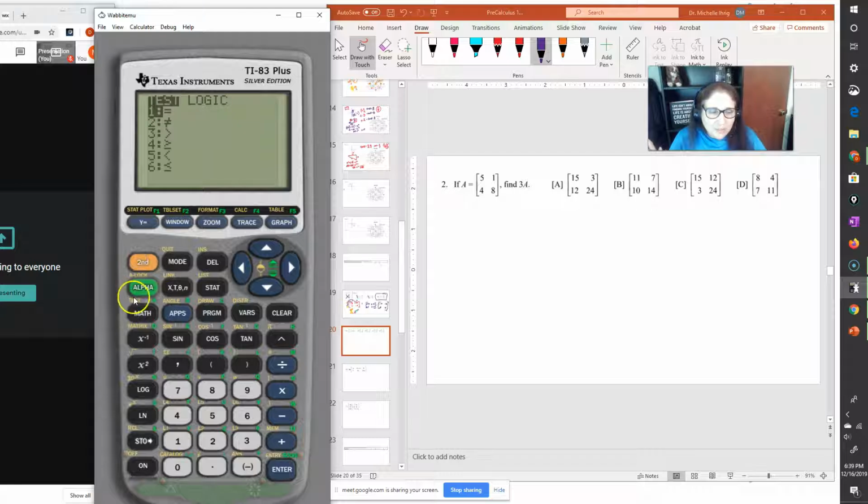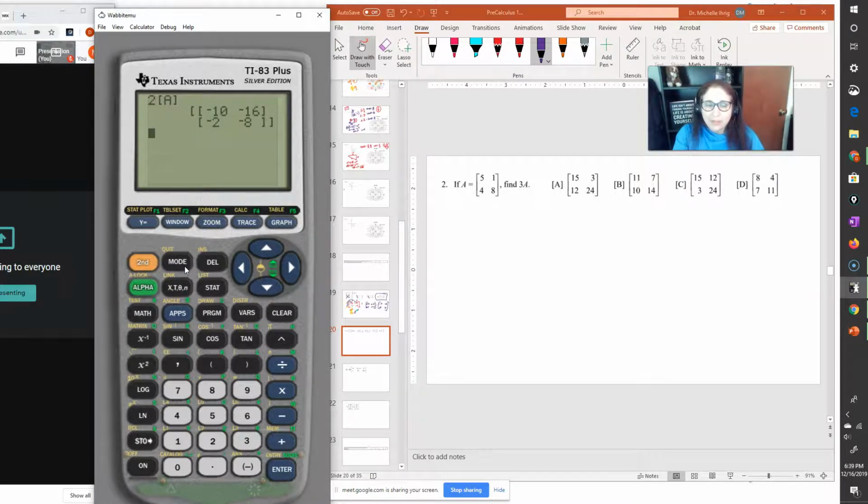Let's look at this again. We're going to go to second matrix. I'm going to edit my first one. I don't need that table anymore because I'm moving on with my life. So now I just put in my new numbers. 5, enter. 1, enter. 4, enter. 8, enter. Now I make sure I typed it in correctly. Yep, 5, 1, 4, 8, perfect.